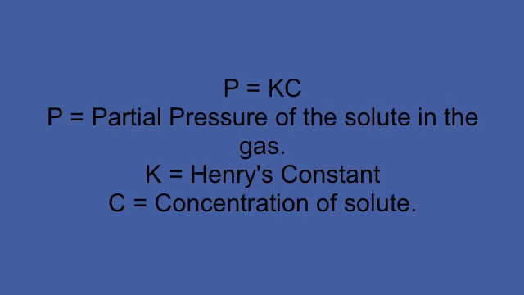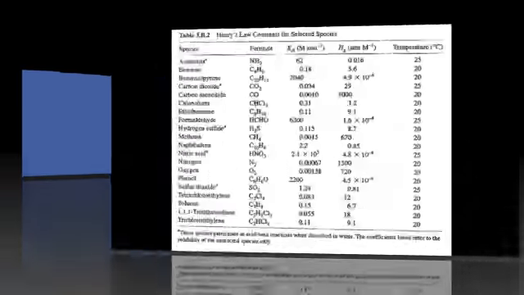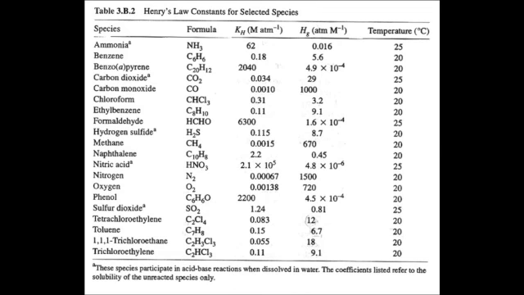The equation shown is for Henry's law, relating the partial pressure of the gas to the concentration in the solute with the constant K. That constant is Henry's constant, which is different for each gas and varies with temperature. The table shown lists some values of Henry's constant for selected substances.